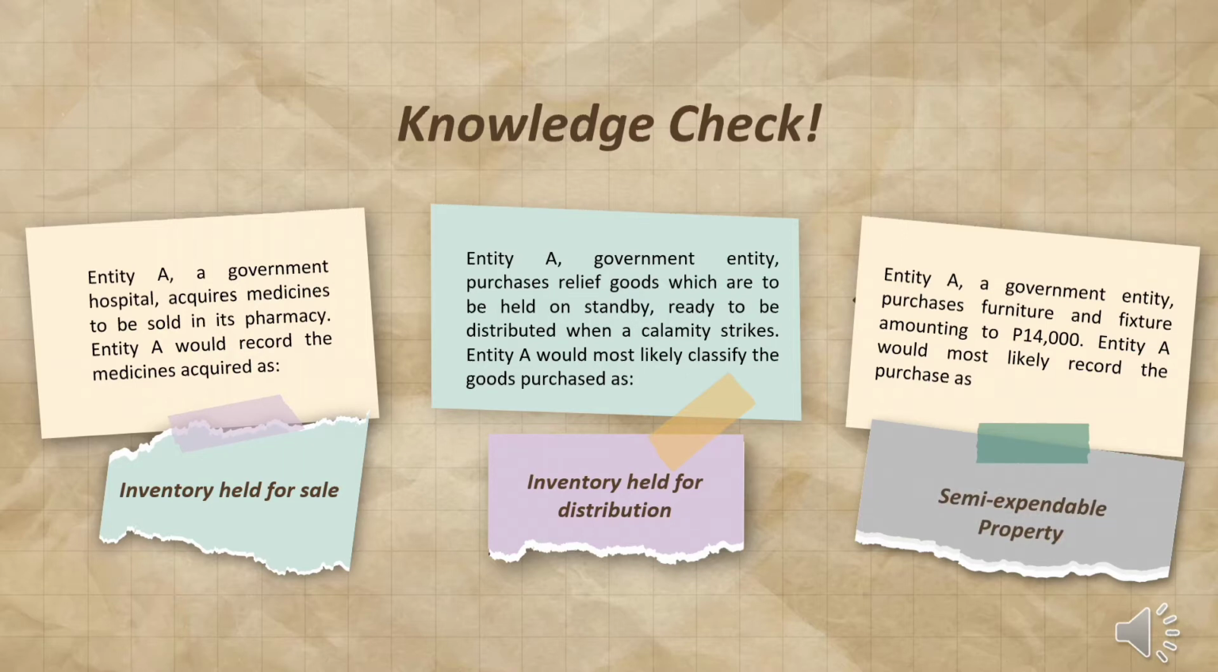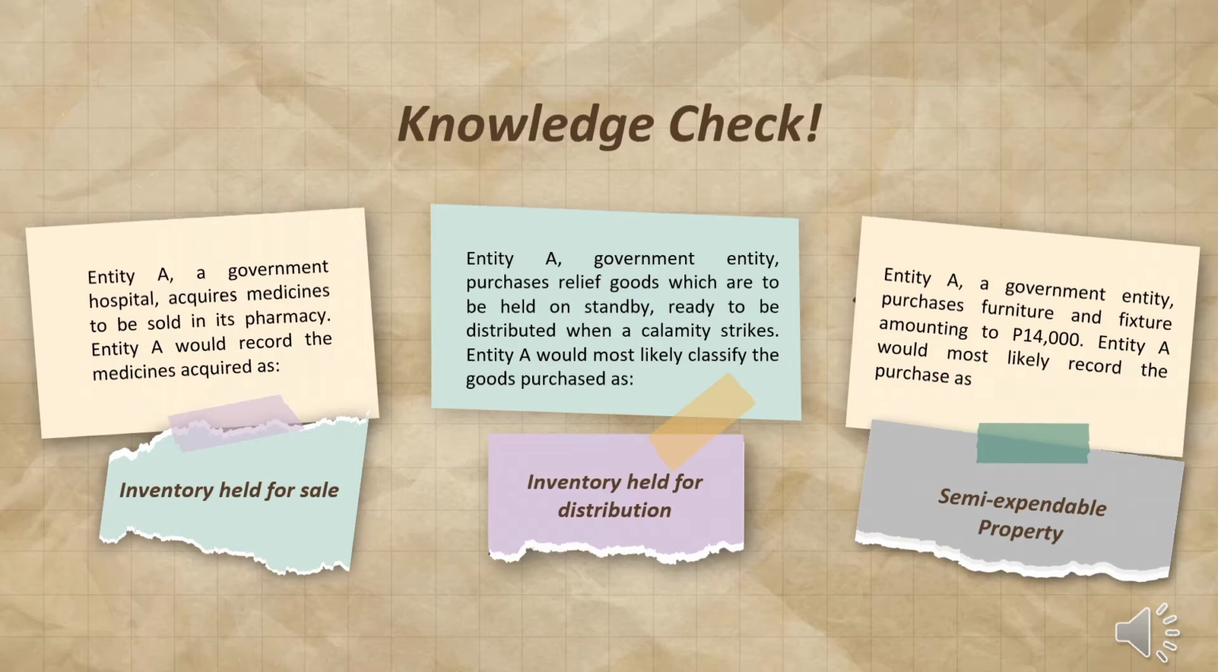To end my discussion, let's have a short knowledge check. First, the situation is Entity A, a government hospital, acquires medicines to be sold in its pharmacy. Entity A would record the medicines acquired as, of course, inventory held for sale. Na-mention ko to kanina. So, yun mga medicines or items inventory in the government entity, which in this case is the government hospital, to be sold or to be held for sale.